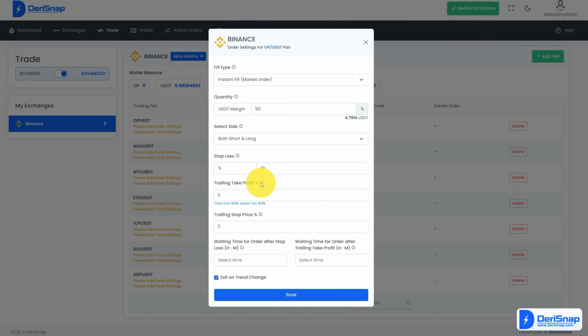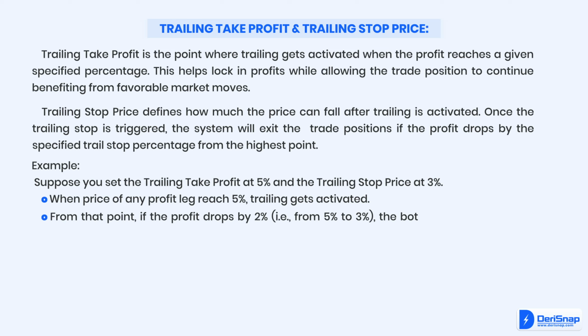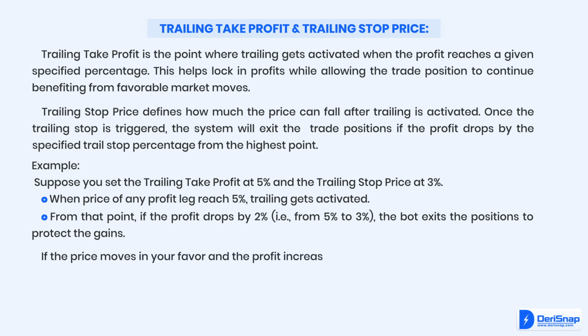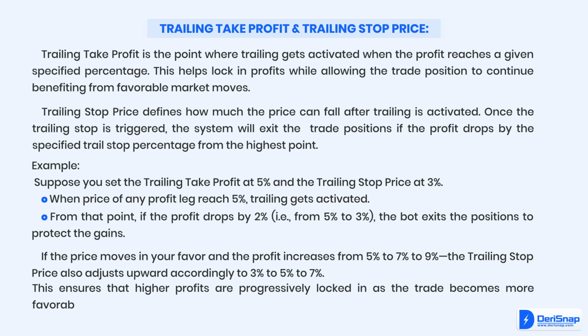Example. Suppose you set the trailing take profit at 5% and the trail stop price at 3%. When the price of any profit leg reaches 5%, trailing gets activated. From that point, if the profit drops by 2%, that is from 5% to 3%, the bot exits the position to protect the gains. If the price moves in your favor and the profit increases from 5% to 7% to 9%, the trailing stop price also adjusts upward accordingly, to 3% to 5% to 7%. This ensures that higher profits are progressively locked in as the trade becomes more favorable.